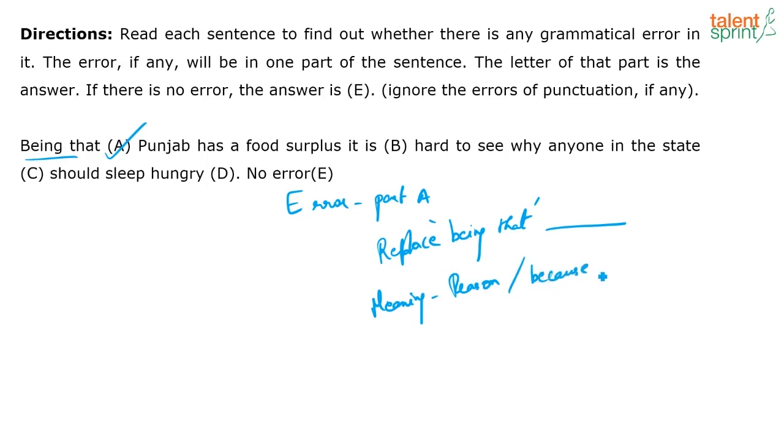So another word for because is since. Since Punjab has a food surplus, it is hard to see why anyone in the state should sleep hungry. You replace being that with since. Being that just doesn't make sense. Since Punjab has a food surplus, it is hard to see why anyone in the state should sleep hungry. So being that is not the right phrase here. The error is in part A. I need a word that brings in the meaning of cause or reason or because.